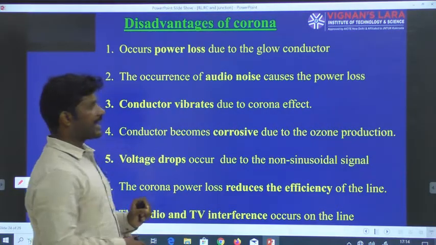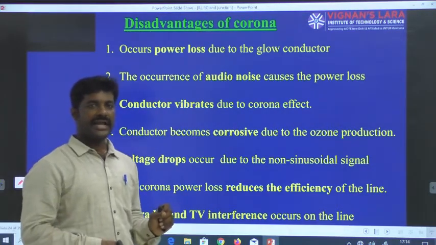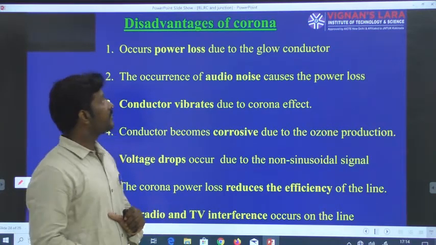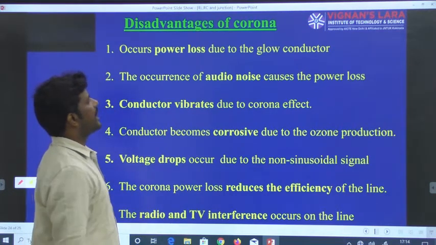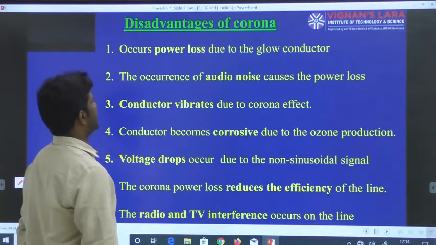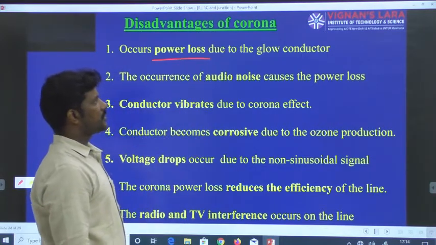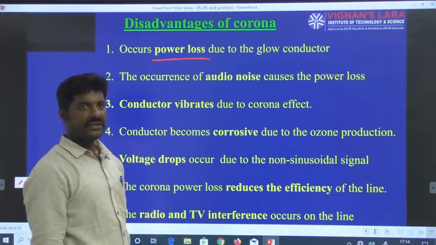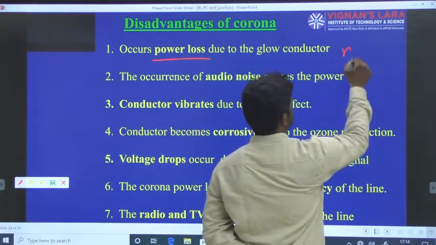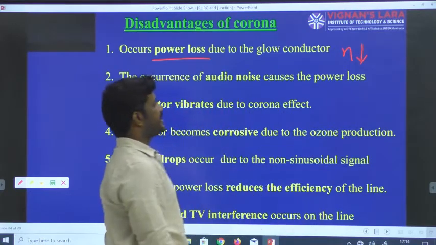As we came to know that corona is observed for high transmission lines, HV lines, then what are the disadvantages of this corona occurred in electrical transmission lines? So we know that the power loss occurs due to the glow of the conductor. Whenever the power losses increase, the efficiency gets decreased. That is the direct disadvantage.